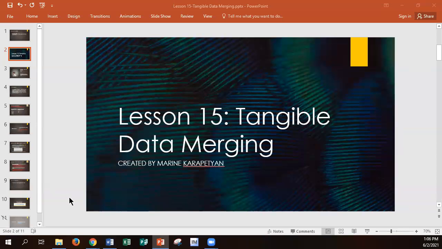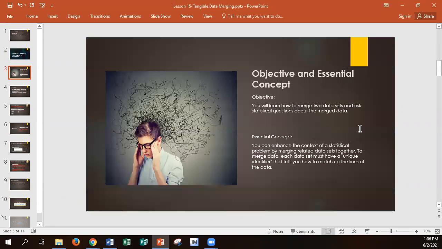All right, so we're going to be talking about lesson 15 titled Tangible Data Merging, okay? Our objective for this lesson is that you will learn how to merge two data sets and ask statistical questions about the merged data, okay? These statistical questions that you're going to be given time to come up with today, think of them as your possible statistical questions for your upcoming final practicum, okay?